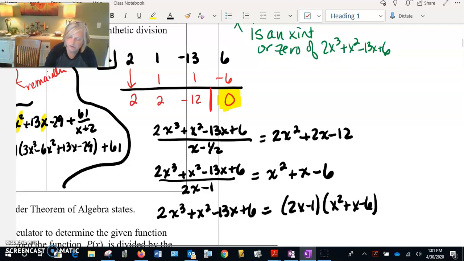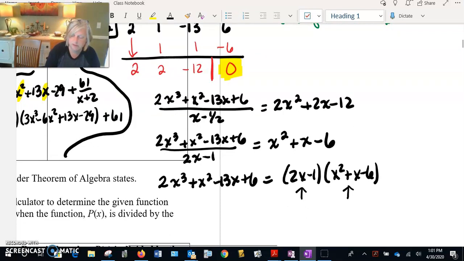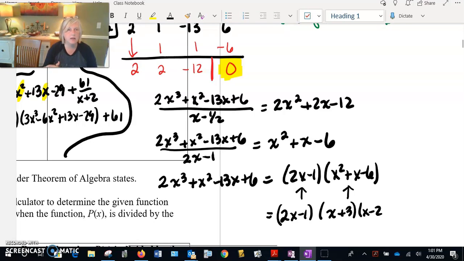And we can get 1 zero from here, of the 1/2. And then we could go ahead and factor it even further if we wanted to. The whole point of this is for us to be able to continue and get it completely factored. So 2x minus 1, and that factors to x plus 3, x minus 2. And then basically at that point, I know all 3 x-intercepts of this polynomial by utilizing the synthetic division to help me get there.